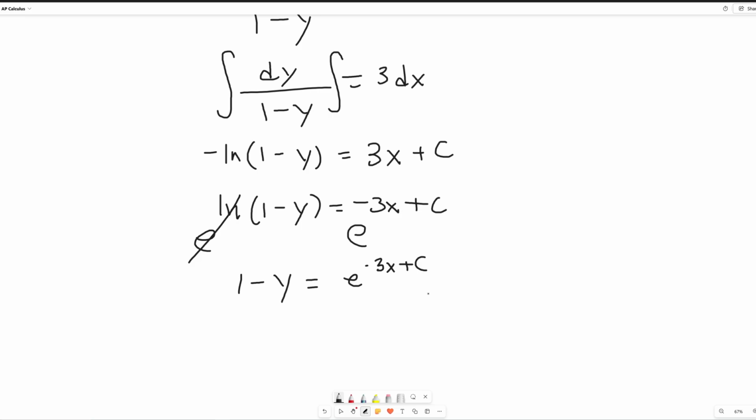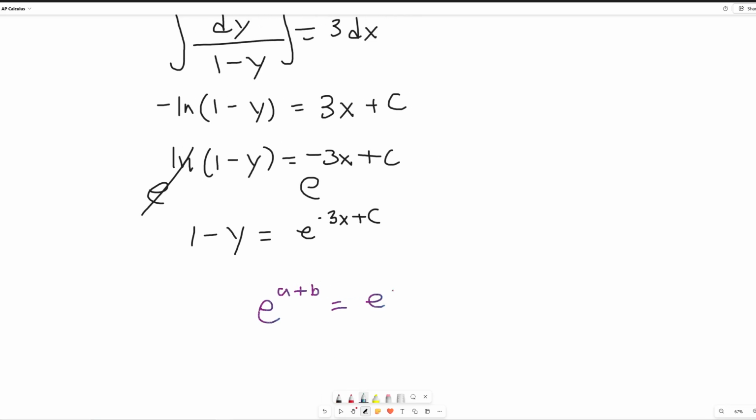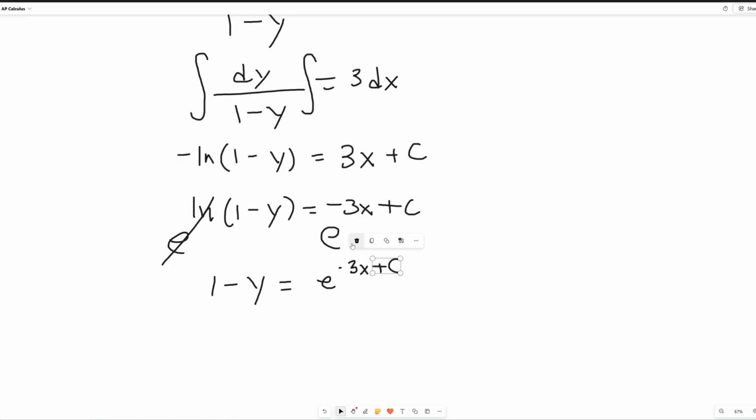Okay, we can simplify this further, though. This is not simplified because we have e to the negative 3x plus c. So if you have something like e to the a plus b, this is the same thing as e to the a times e to the b. Or that goes for any multiplication constant. So this is the same thing as saying e to the negative 3x times e to the c.